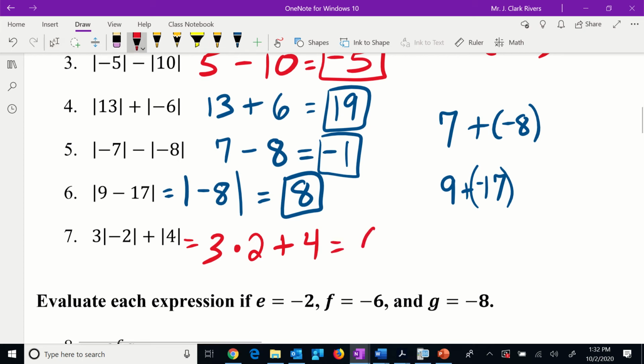Multiply. 3 times 2 is 6. Plus 4 gets copied down. 6 plus 4 is 10. So we get 10 there.